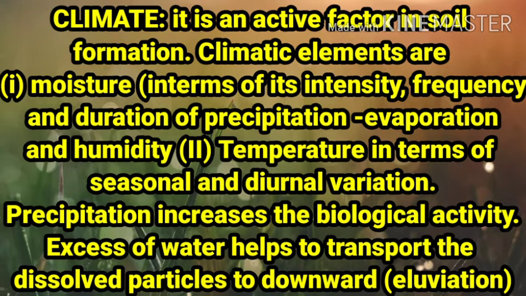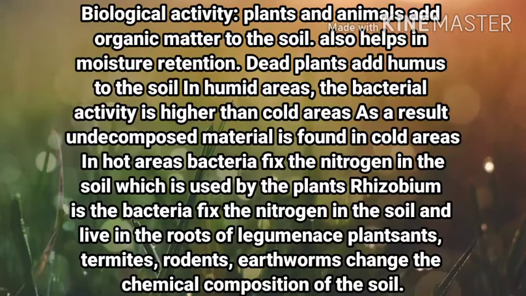Now let's see our third agent, that is biological activity. What is biological activity? Students, biological organisms also play an important role in the soil formation. Plant life consists of trees, shrubs, grasses, bacteria and fungi. Dead plants provide humus to the soil, and humus maintains the fertility of the soil. So as we can see, biological activity is also very important. So let's see what humus is.